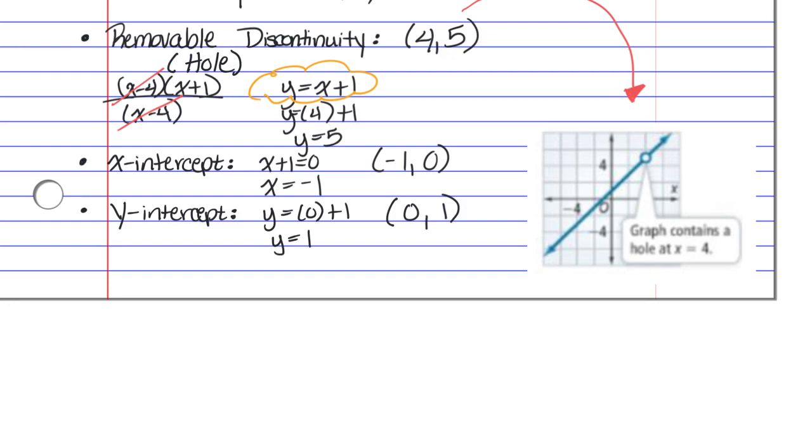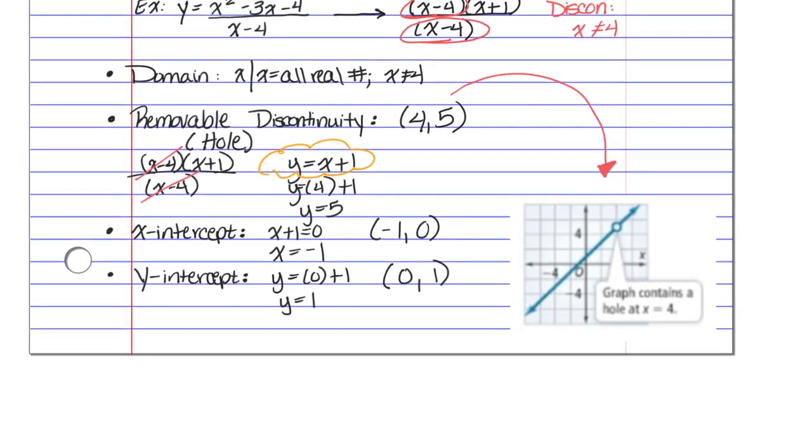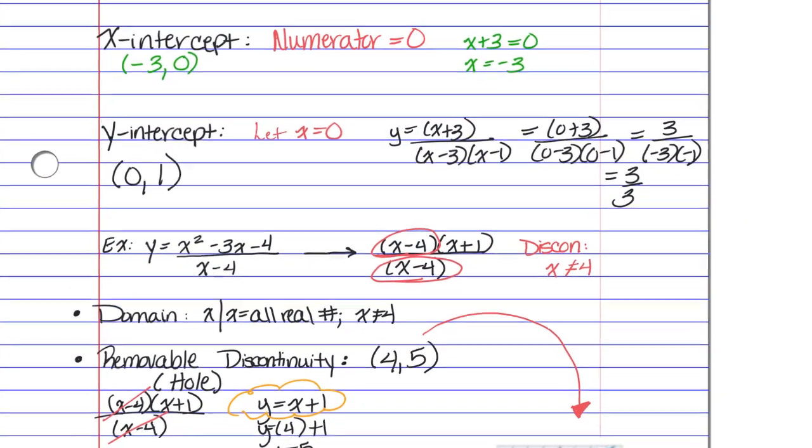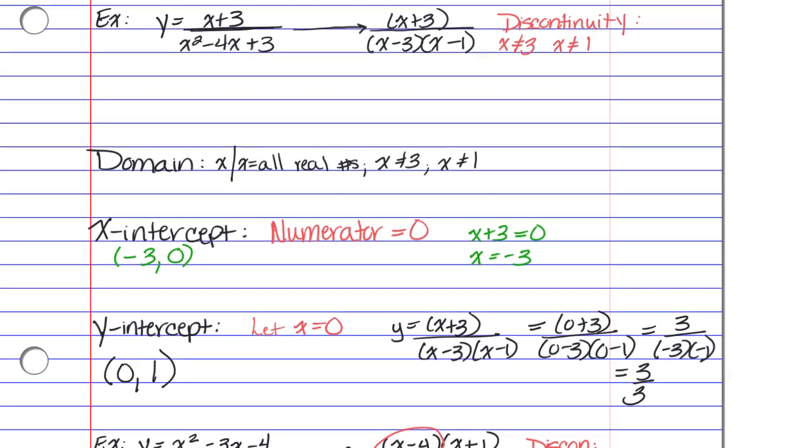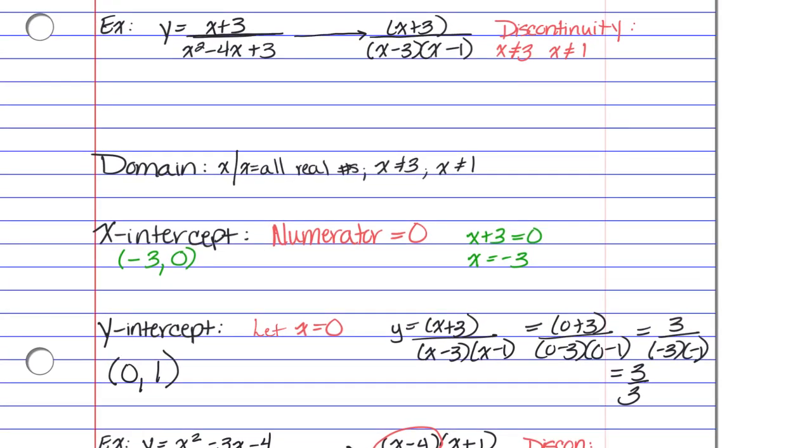Now, when you have the removables, or those factors that cancel out, they create the hole. But in the first example, we did not have any removables. We only had non-removable points of discontinuity. So those non-removable points of discontinuity create something known as an asymptote.